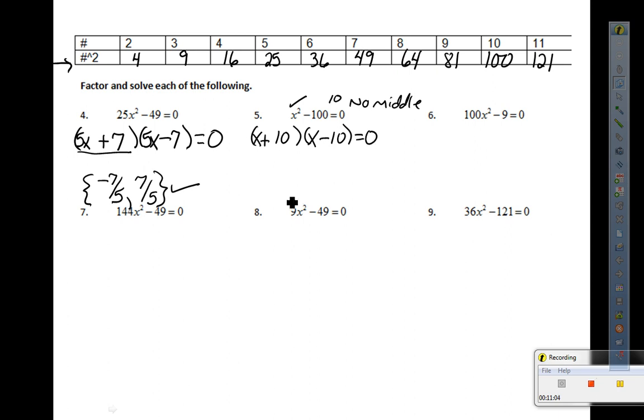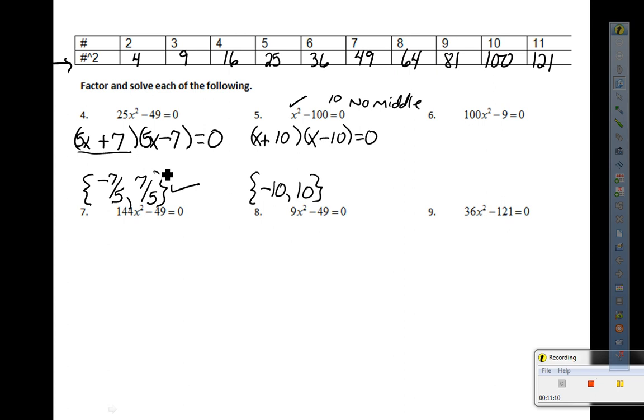I'm going to set that equal to 0 now. My two answers, negative 10 and positive 10. Notice in the difference of squares, your answers are exactly the same except the sign. So one's positive, one's negative.